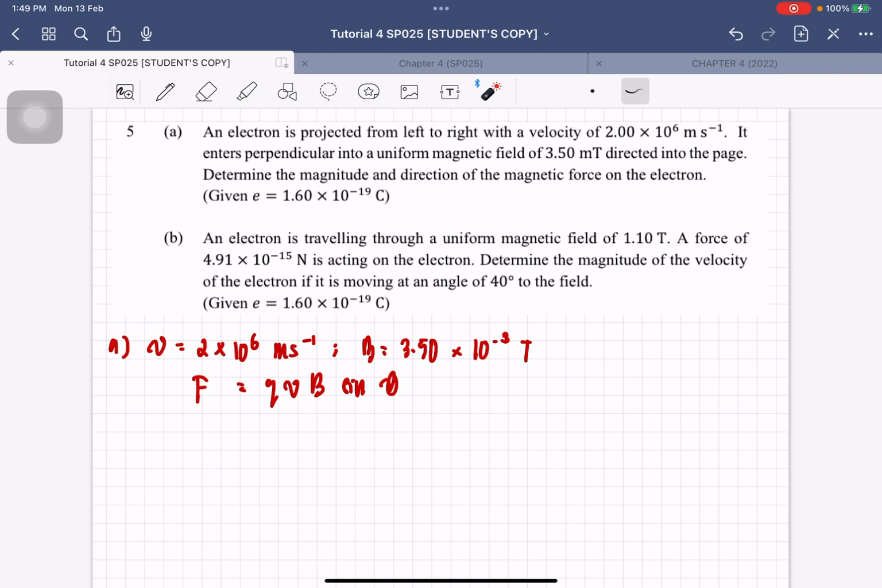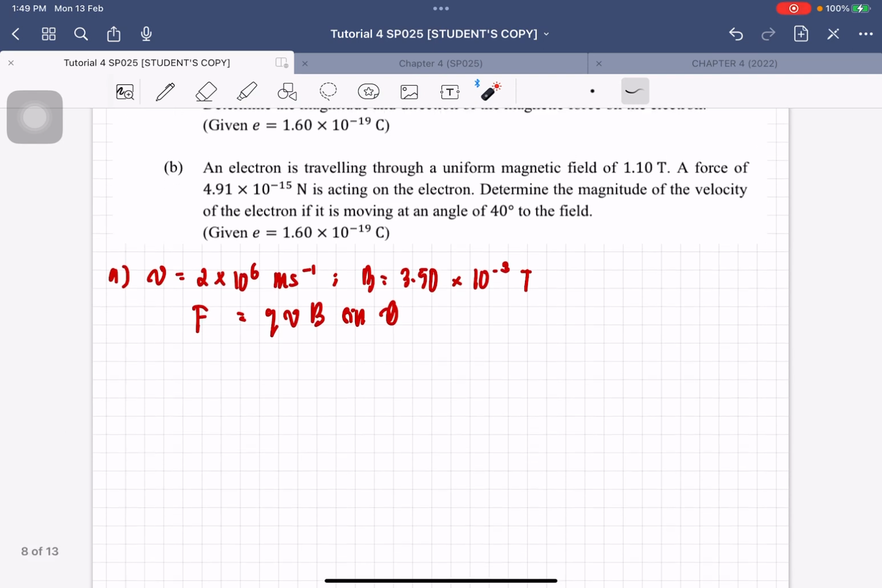Into the page means you will see crosses. Then our thumb will be pointing downwards. So you don't need to draw, you just need to state that the direction is downwards, okay?